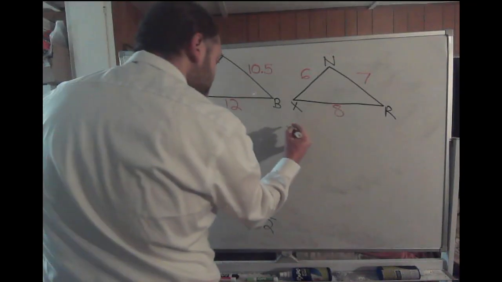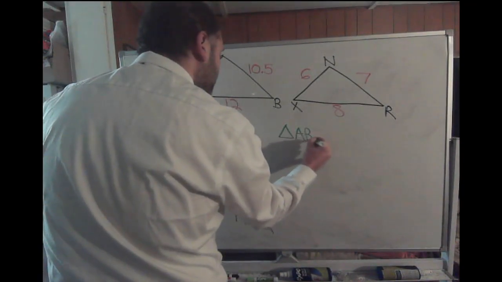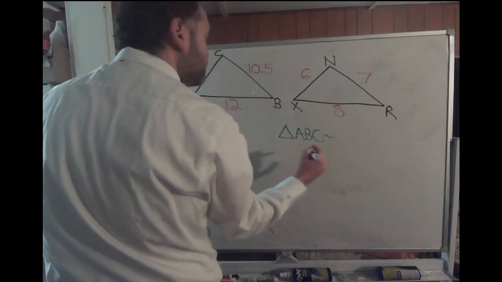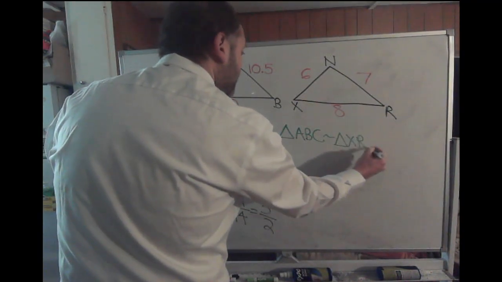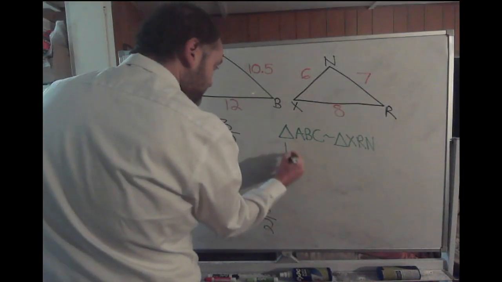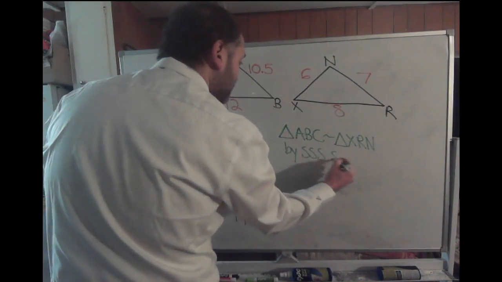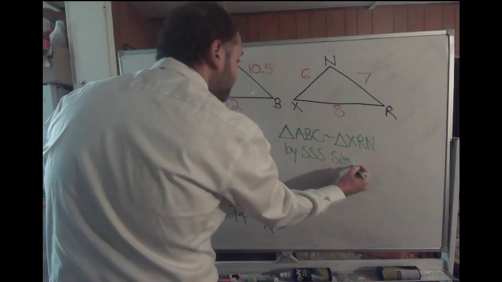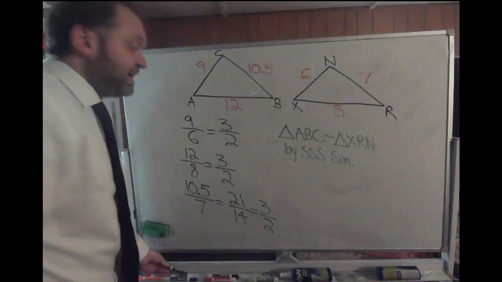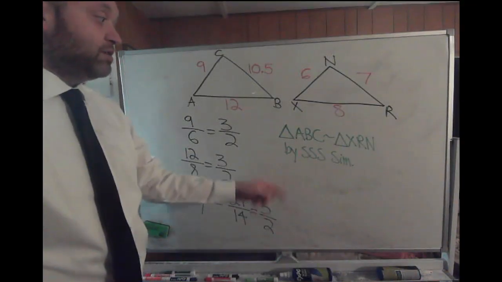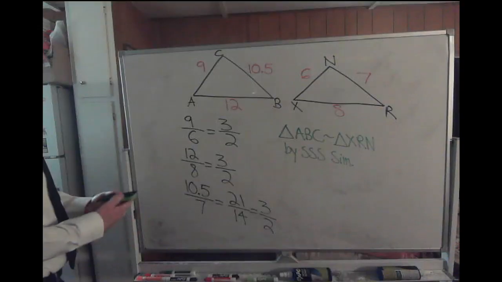So we can now say that triangle ABC is similar to triangle XRN, this time by the side-side-side similarity theorem. So by the side-side-side similarity theorem, triangles ABC and XRN are similar to each other.